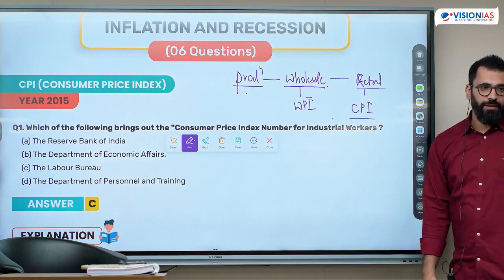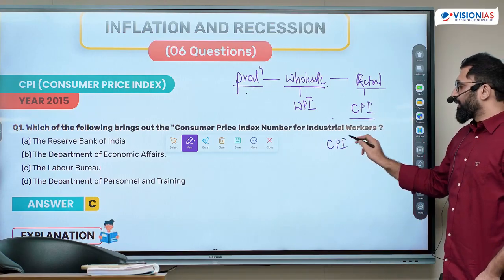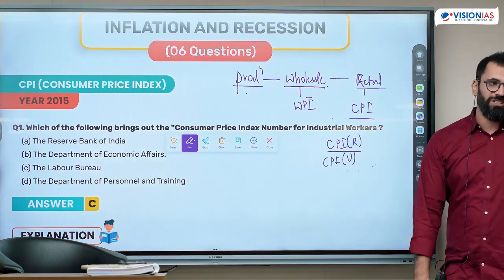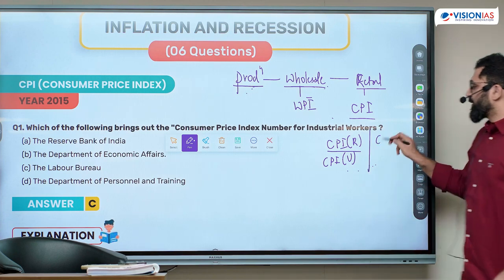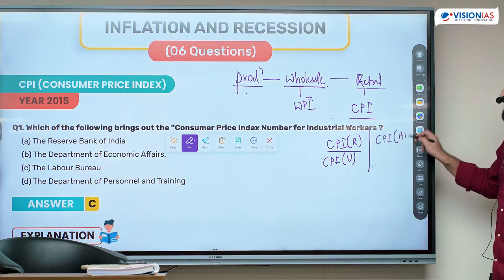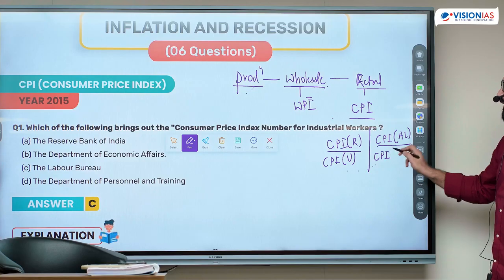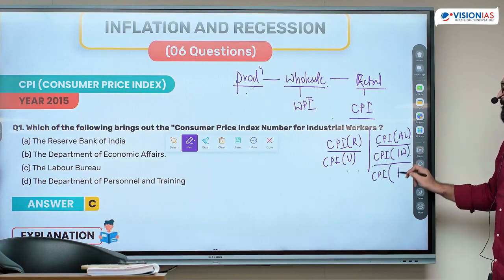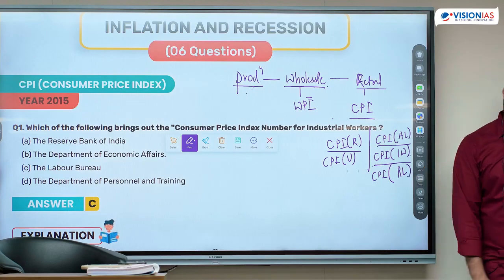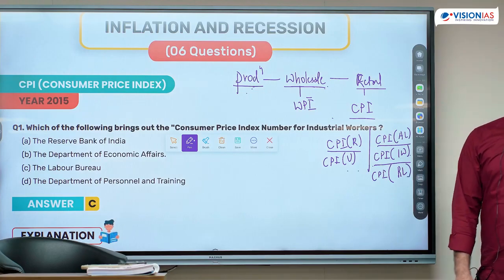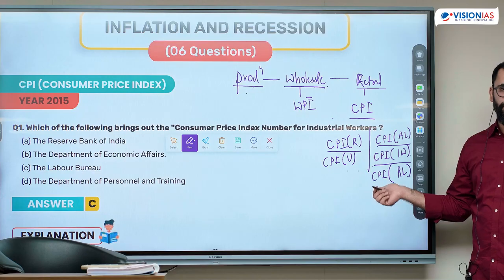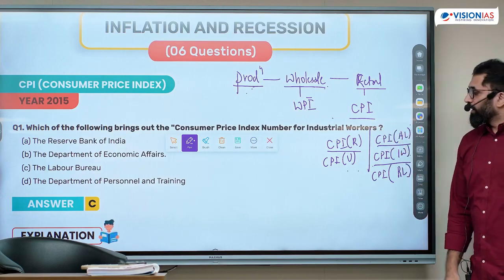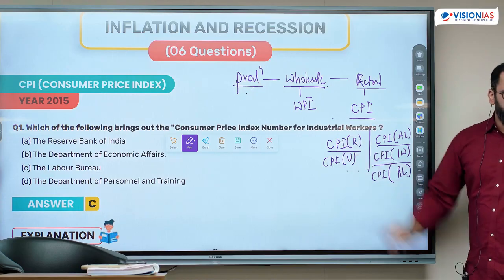CPI has a number of indices. We have CPI rural, CPI urban. We have CPI specific to the states also. And then we have CPI agricultural labor, CPI industrial worker, and CPI rural labor. In MGNREGA this is a problem, where they want their wages indexed to rural labor and not agricultural labor. MGNREGA ki jo wages hain wo agricultural labor se indexed hai. You have CPI combined also, rural and urban combined, that is also there.